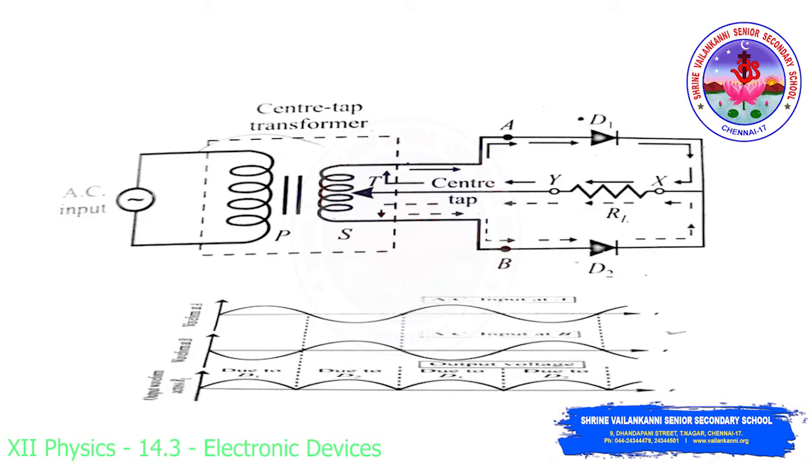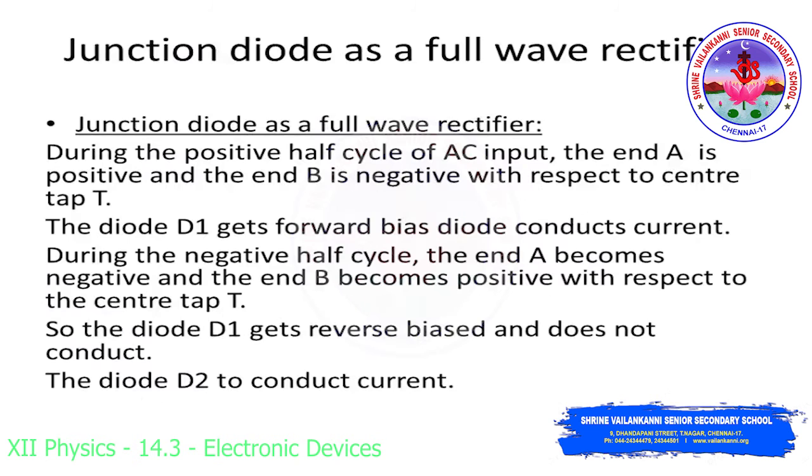In this way, the output is obtained across the load for both half cycles of the input AC. This process we call full wave rectification, and this arrangement is a full wave rectifier.